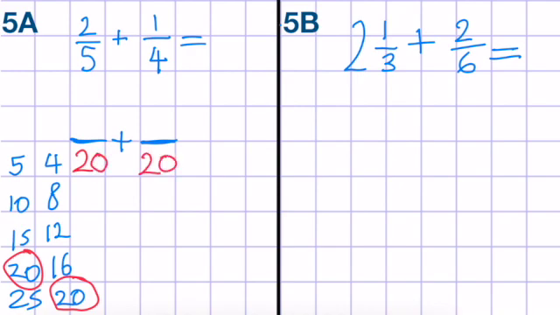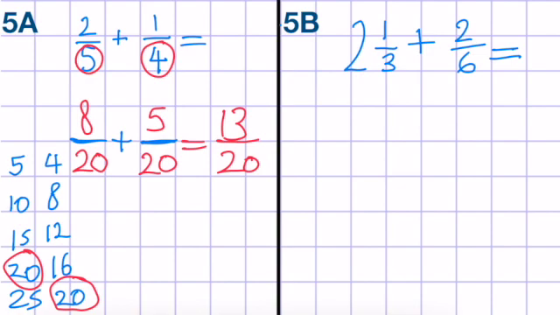Now, if I look here at 5, what did I do to 5 to make it into 20? I times it by 4. So I do the same to my top number. 2 times 4 is 8. And on the other side, what did I do to 4? I multiplied it by 5. So I do the same to the top number. 1 times 5 is 5. Now I can add these. The denominator stays the same. 8 add 5 is 13. So it's 13 20ths. You might also have 26 40ths or any other equivalent fraction.